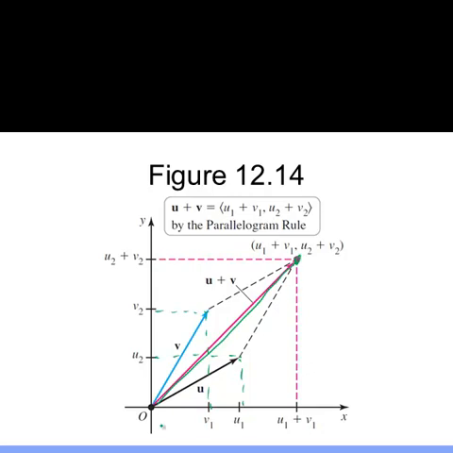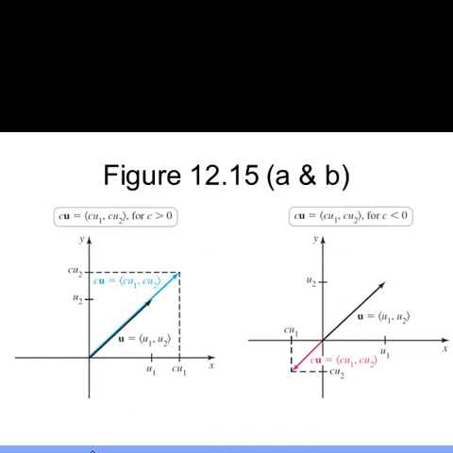Now, notice that the x component of u plus v is just u sub 1 plus v sub 1. And the y component of u plus v is just going to be u sub 2 plus v sub 2. So the coordinates of the point at the head of u plus v is just going to be u sub 1 plus v sub 1, comma, u sub 2 plus v sub 2. And so to write the components of u plus v, it'll just be the sum of the x components and the sum of the y components. That's all there is, just adding the components together.